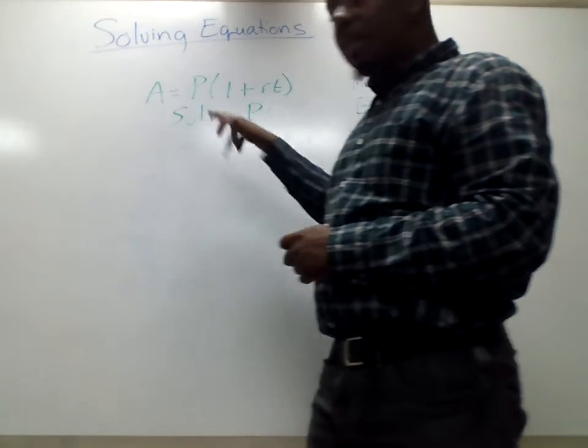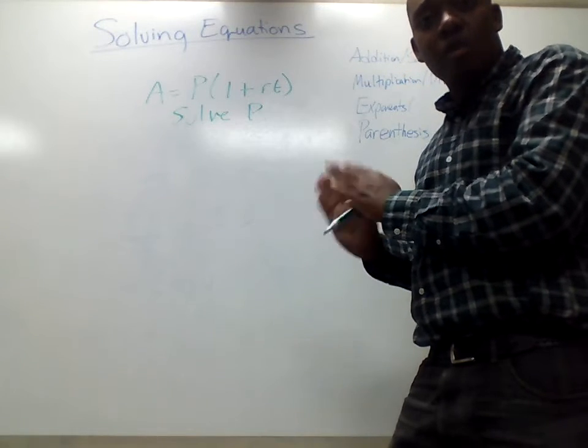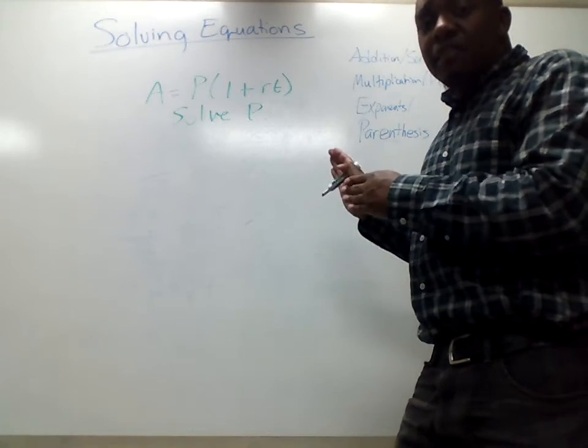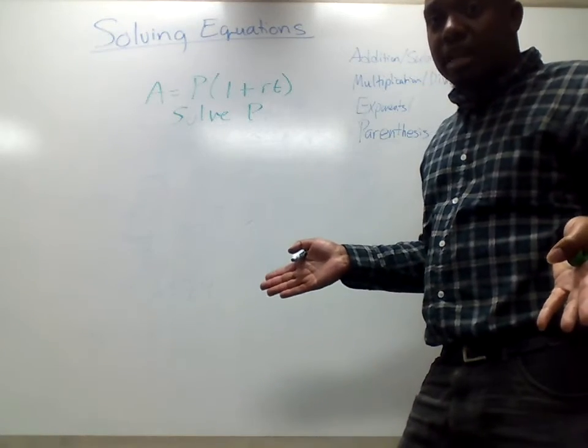So in this case, what is happening to P? Remember, we're going to treat it how we did the other unknown problems when we had one-step and two-step equations. The difference here is we have a lot more variables. Doesn't matter. We're still going to do the same thing.